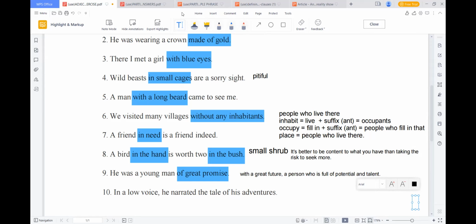So what's the meaning of the tale? 尾巴。This one is tale. Tale means story. This one is a story. All right. The tale of his adventures. So since we know that an adjectival phrase describes a noun, which one is the adjective phrase?